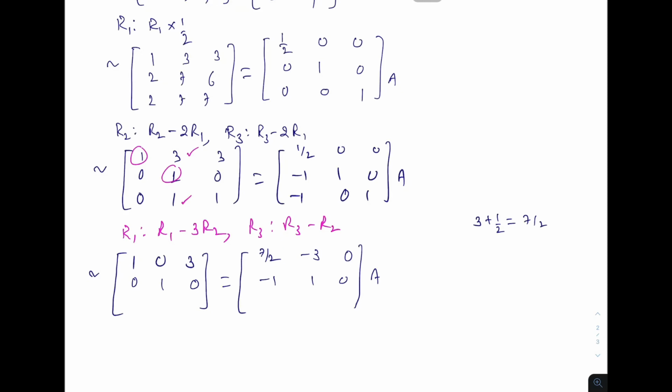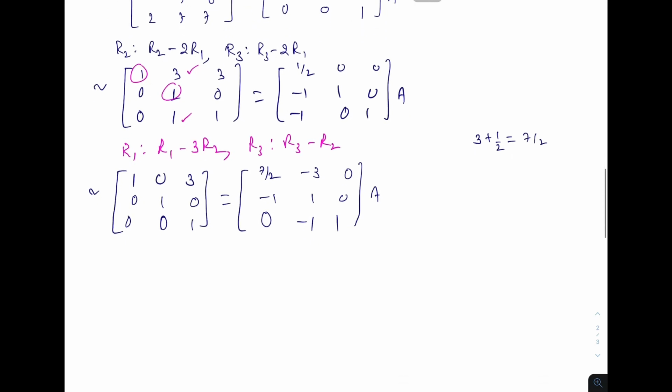Now third row is R3 minus R2, just subtraction. So this is 0 0 1. Okay, and here now subtraction R3 minus R2. So 0 minus 1, then 0 minus 1 minus 1, 1 minus 0 is 1. Now using this 1, we can make this to be 0. So R1 minus 3 R3, and so this is equal to 1 0 0.